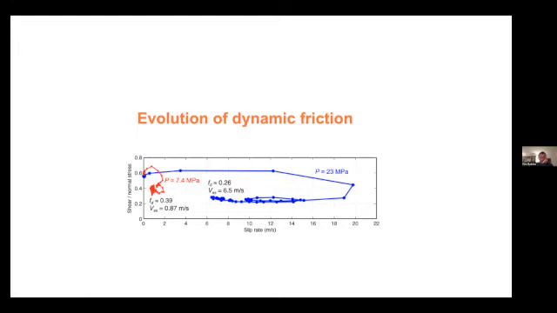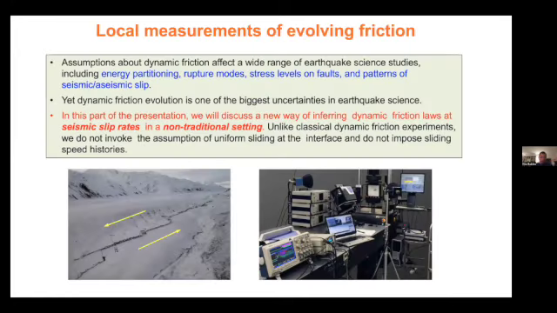Okay, so let me now move on to describe friction measurements. Clearly friction is key to the understanding of many earthquake physics problems, and assumptions about friction have implications for various issues, including energy partitioning, rupture modes, stress levels on faults, and many other things. And yet friction is one of the least characterized variables. That's why it's important to make accurate measurements.